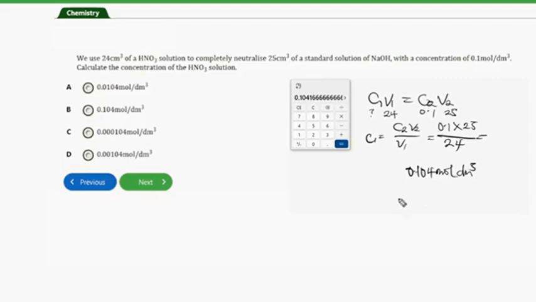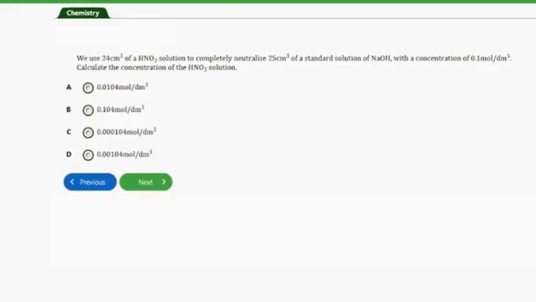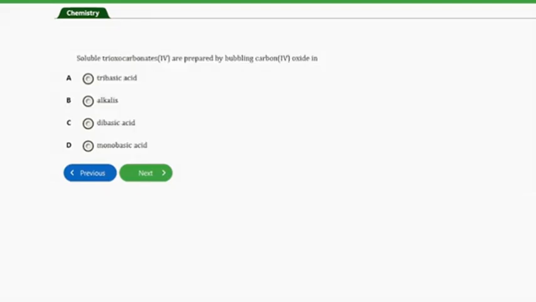So 0.104 moles per dm cube is the answer to this question, and that's option B here. So guys, let's quickly go ahead and check out the next question.